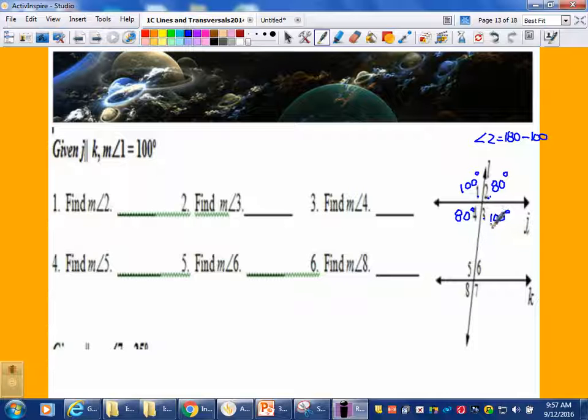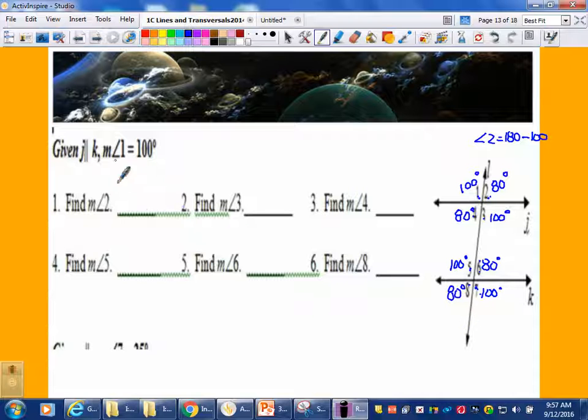Now, using what I know about the new angle relationships, if I look at angle 1, it corresponds with angle 5, which tells me angle 5 is the same as angle 1. And knowing that, I also know that angle 7 is vertical to angle 5, so it's also 100 degrees. I can do the same thing with my 80s. Angle 4 and angle 6 are alternate interior, and those are congruent, so angle 6 would be 80 degrees. 6 and 8 are vertical, so 8 would be 80 degrees.